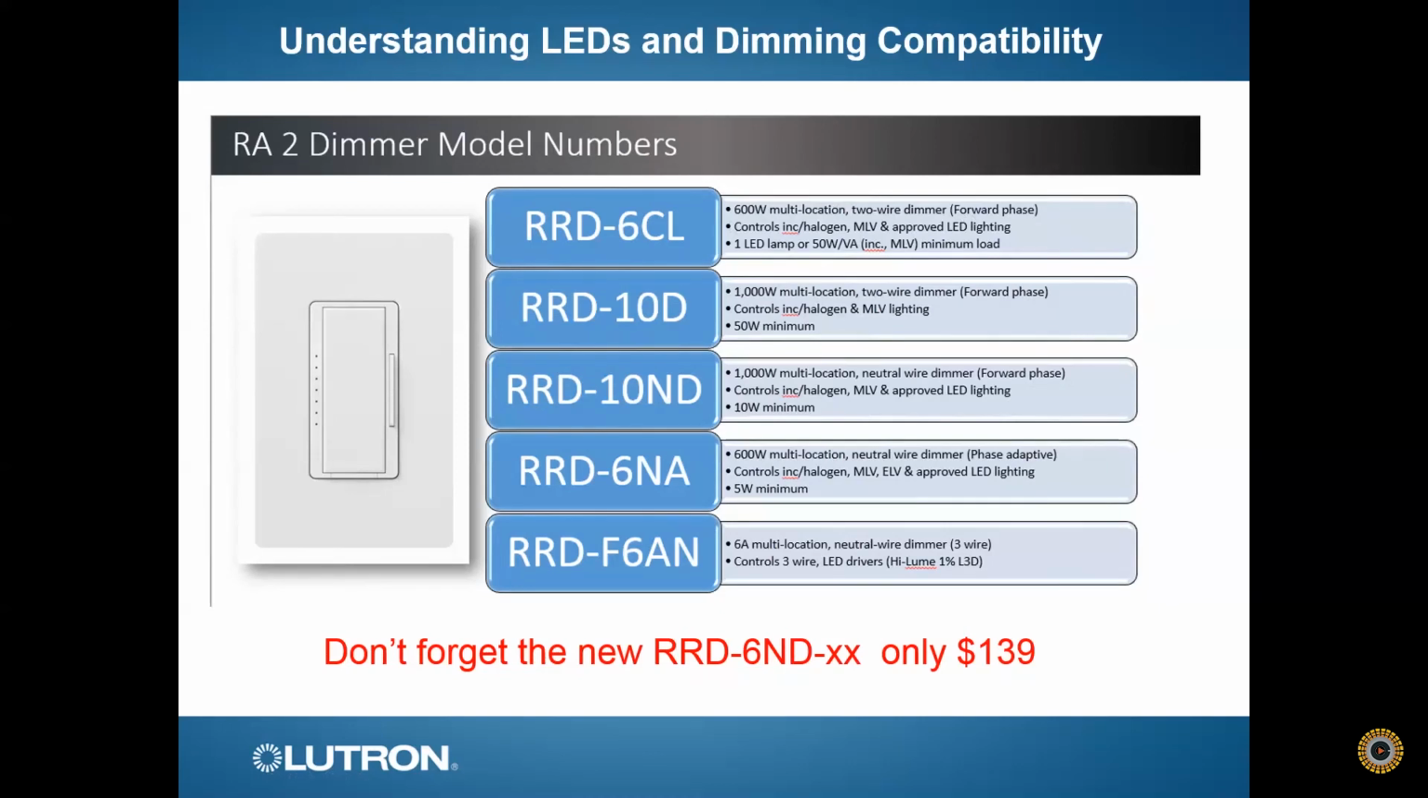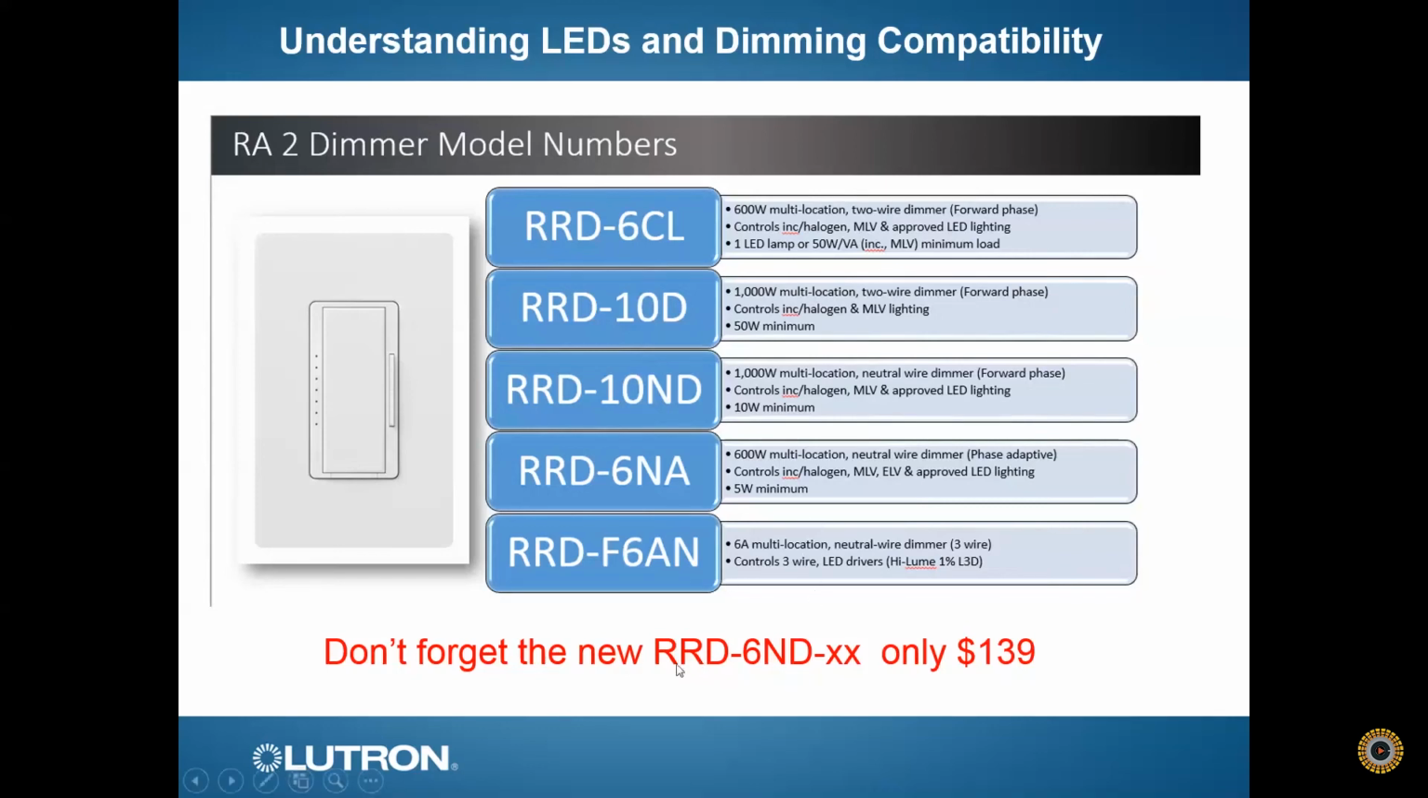The 10D is a regular 2-wire dimmer that's capable of handling up to 1,000 watts. This guy is really not going to help you when it comes to dimming LEDs. The 10ND, again, is going to do, it's got that neutral wire, so it's going to have a lower minimum wattage requirement. It's going to work for a lot of LEDs.